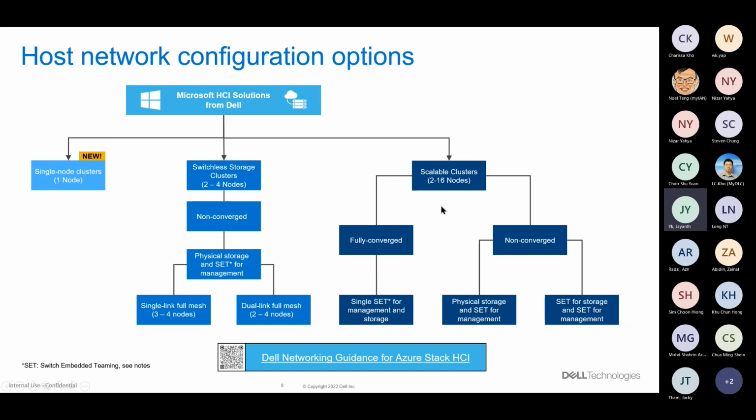Then for typical data center needs, we obviously have a scalable architecture through switching, which means they can start anywhere between 2 nodes and scale all the way up to 16 nodes within a cluster.